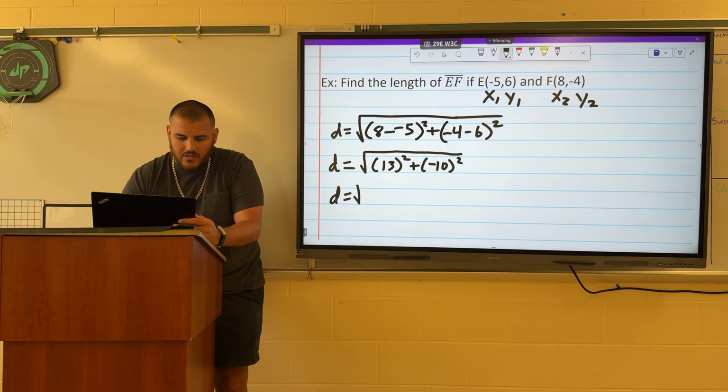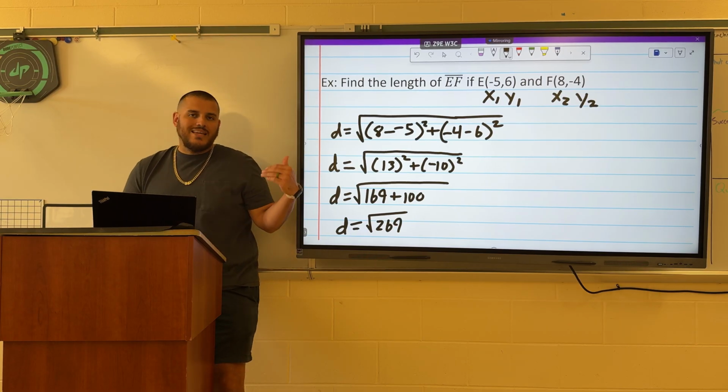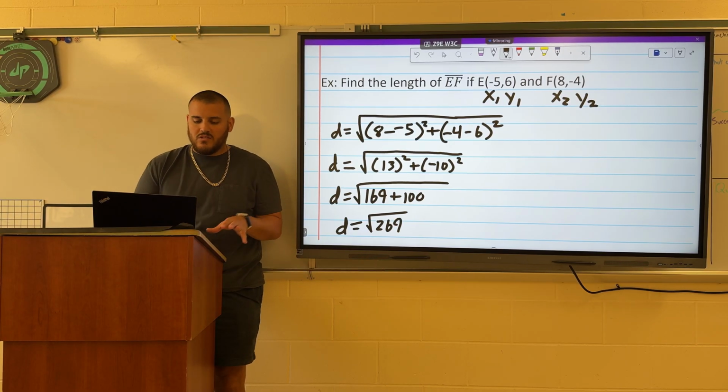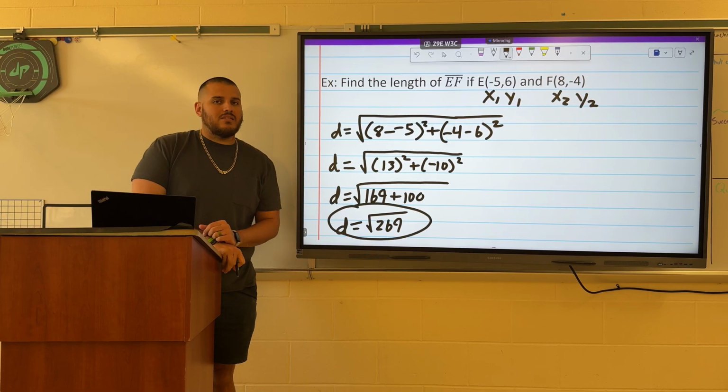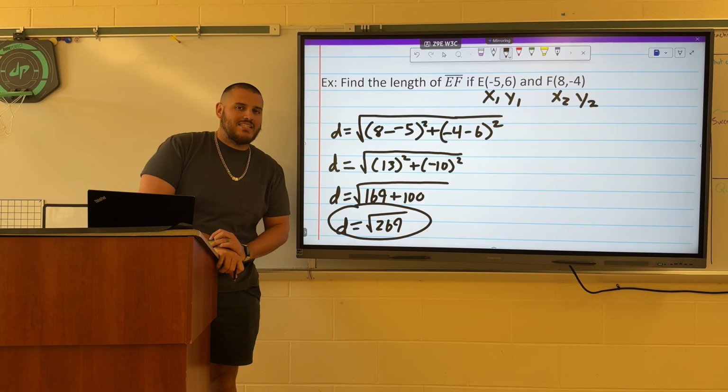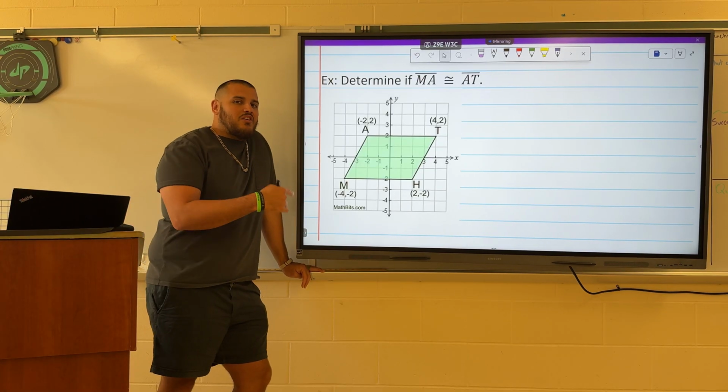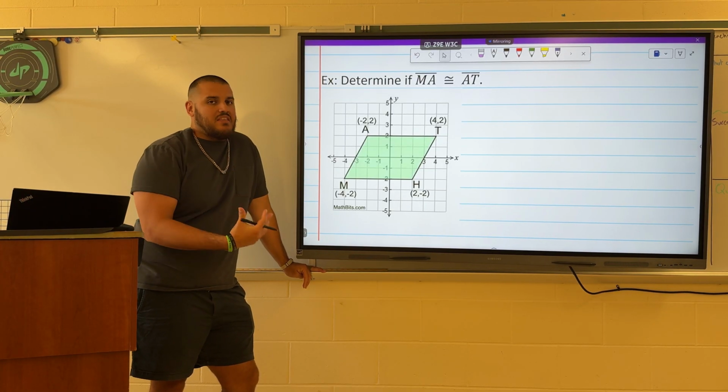After parentheses, we need to do our exponents. So 13 squared is 169. Negative 10 squared is 100. We add those together and we will get the square root of 269, which would result in a decimal and not a whole number. So we would leave this as our exact answer for the length of segment EF, square root of 269.